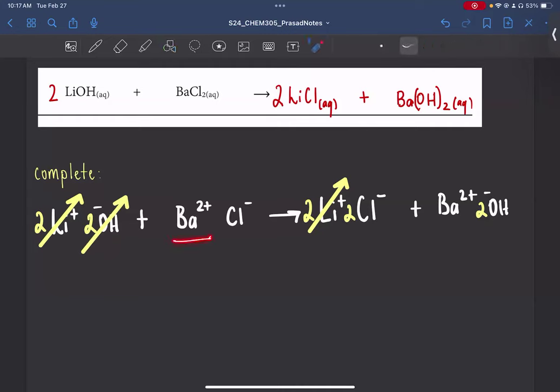Barium starts off charged aqueous. It ends up charged aqueous. Eliminate. Chlorine minus and chlorine minus stays the same. You eliminate. So technically speaking, no net ionic equation exists.